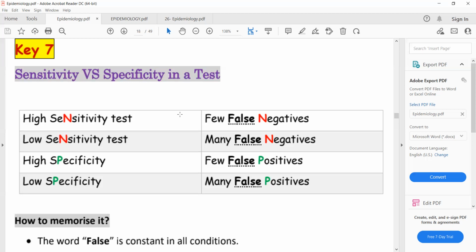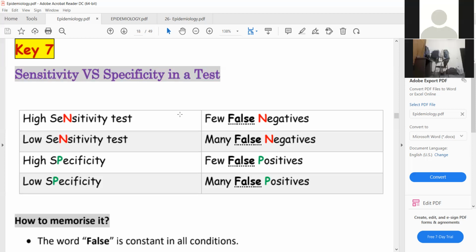Is that right? It's not clear. Let me use the whiteboard, then it will be clear. So sensitivity was from the 2 by 2 table. Whenever you encounter a question about sensitivity and specificity, make a 2 by 2 table, positive and negative. 100 patients, 20, 5 and 95. This is the example that we did.